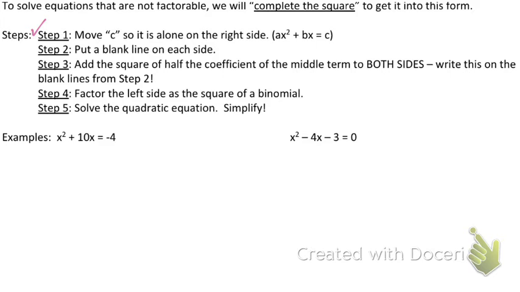Step 2, what's it saying? Put a blank line on each side. Yes, so what I'm going to do is rewrite this. X squared plus 10x, and I'm going to put plus blank, equals negative 4 plus blank.